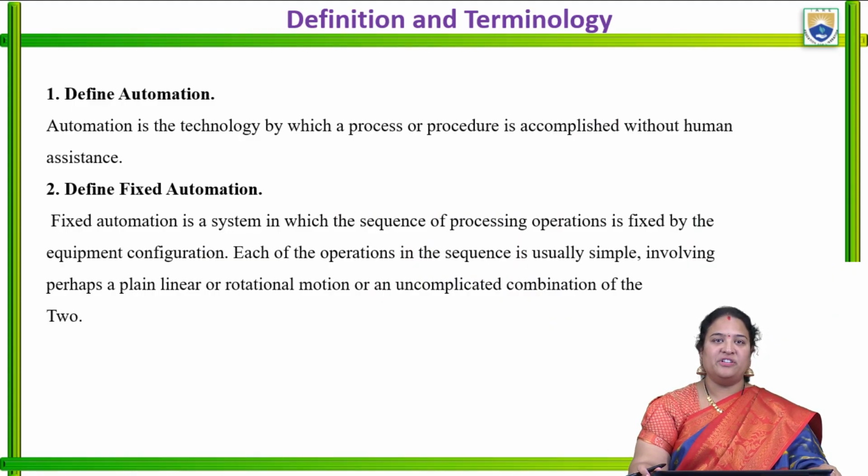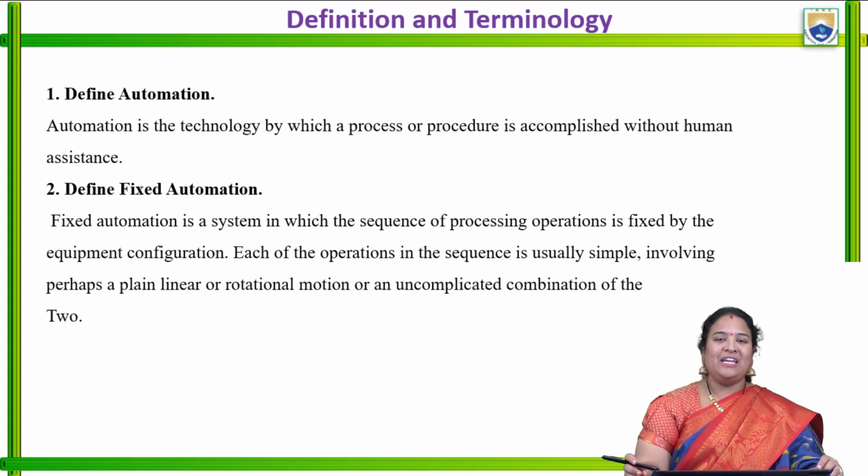Firstly, coming to the first definition: define automation. What do we mean by the word automation? Automation is the technology by which a process or procedure is accomplished without any particular human assistance. That is any work which is done automatically. That is known as automation.